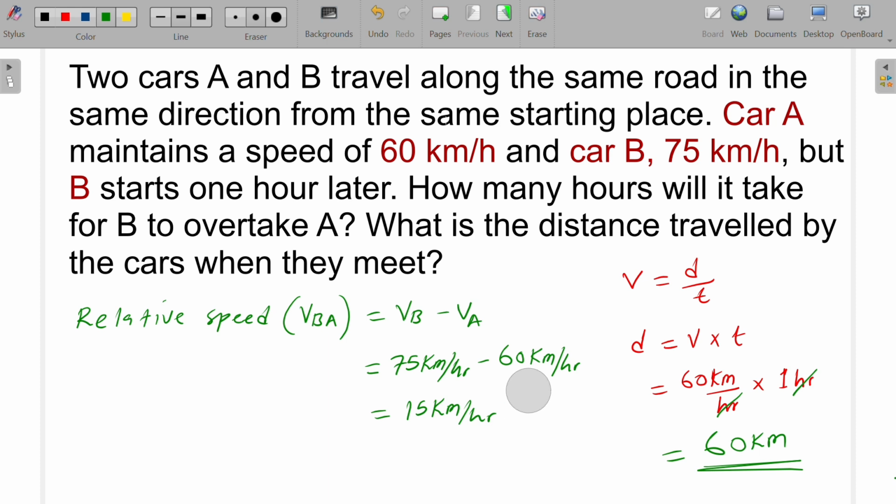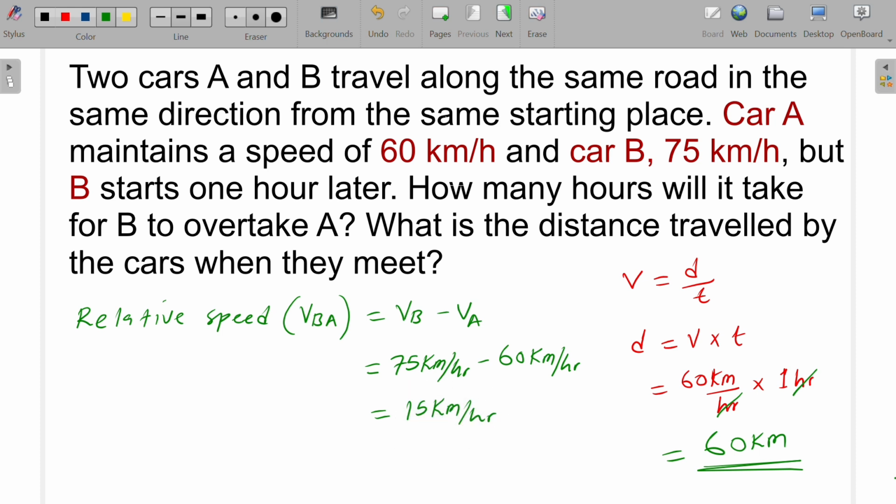So the key point to take here is if objects are moving in the same direction, in this case, we're talking about vehicles, cars that are moving in the same direction, for you to find their relative speed, you find the difference between their speeds. So in this case, we're talking about the speed of car B minus the speed of car A. So yeah, we have 15 kilometers per hour as our relative speed.